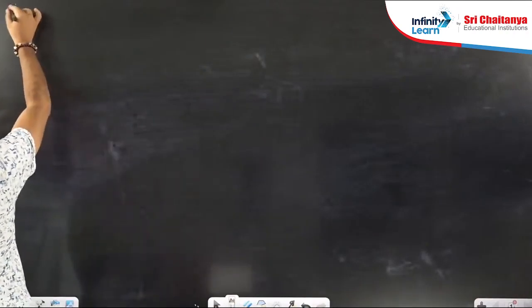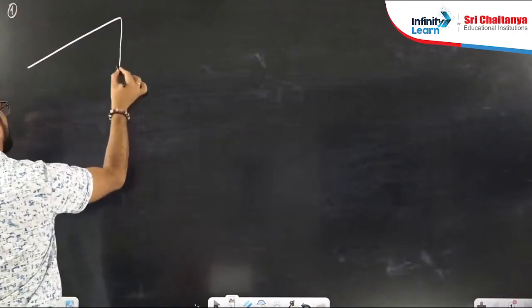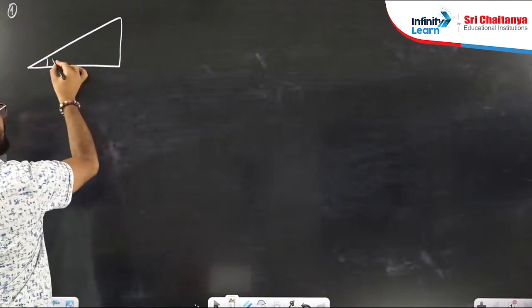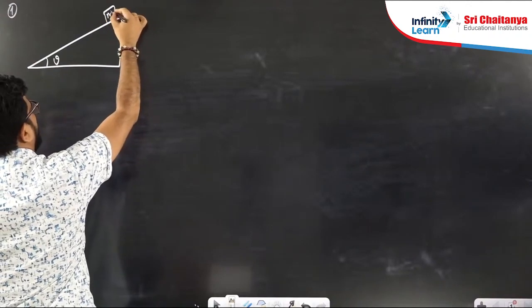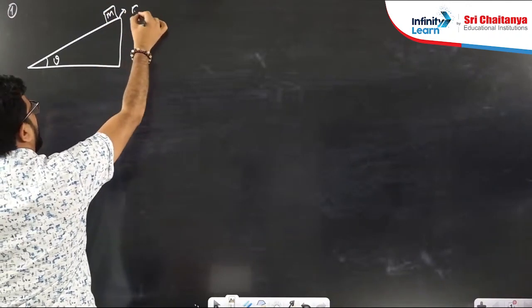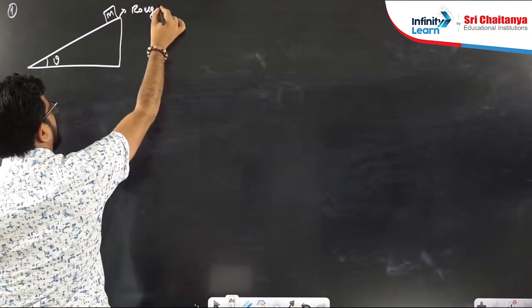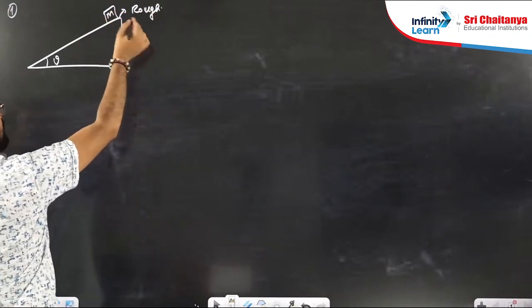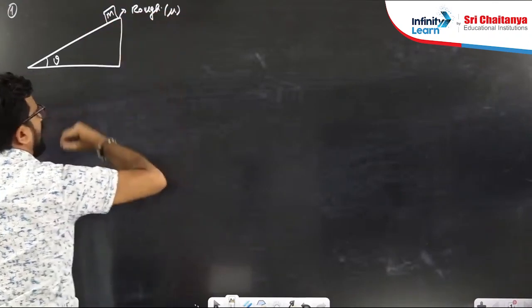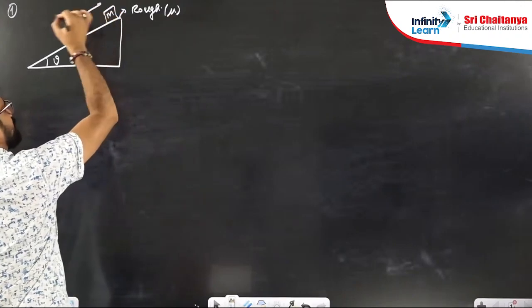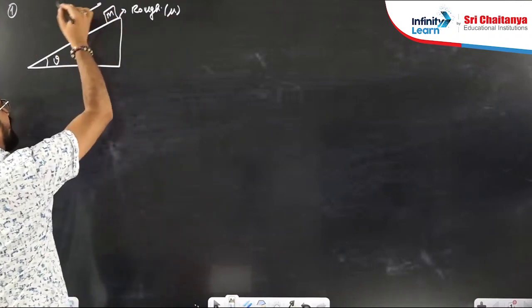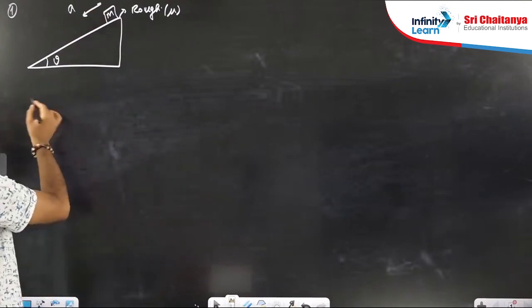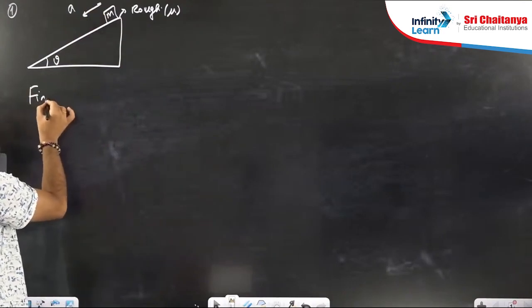Very first example, suppose this is an inclined plane. On this inclined plane, I am taking a very simple case. Suppose there is one block placed and this is a rough surface. On this rough surface, mu is given to you and this block is sliding down, I am already giving that it is sliding down with some acceleration a. Now my question is very simple, find the acceleration a.